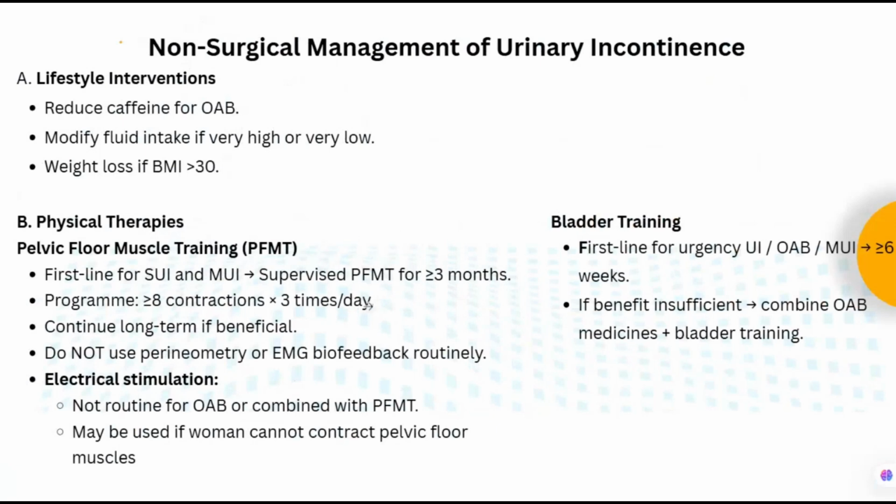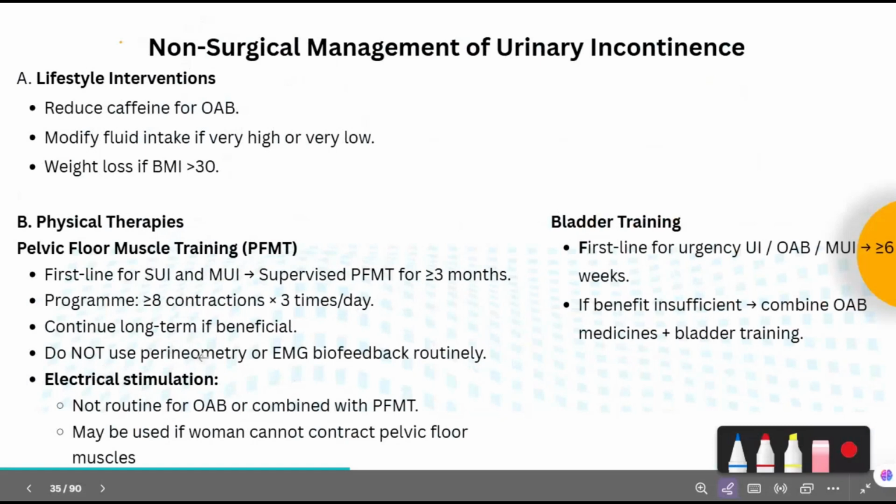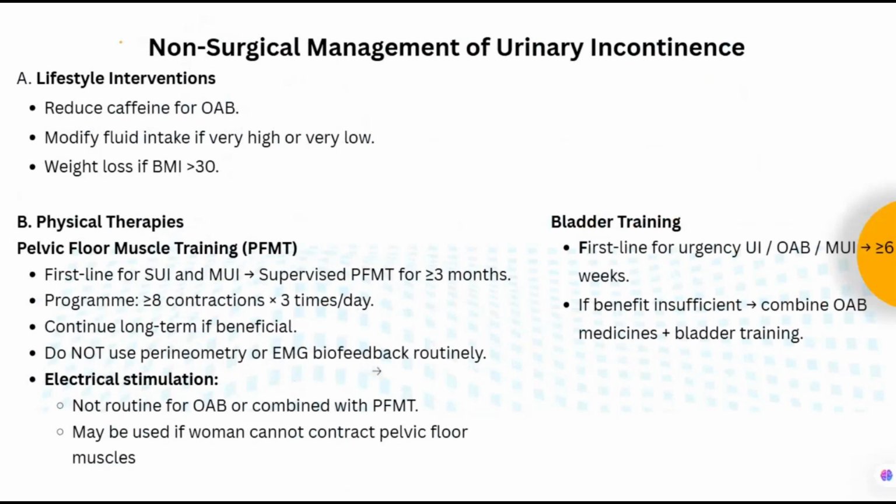Most students get confused, especially those appearing in Part 3, because for prolapse it is 16 weeks that is required, but for urinary incontinence it is 3 months of PFMT. So 8 contractions 3 times a day for 3 months, for SUI and mixed urinary incontinence. Continue long term if it is beneficial. Do not use perineometry or EMG feedback routinely. Electromyography biofeedback is routinely not required.